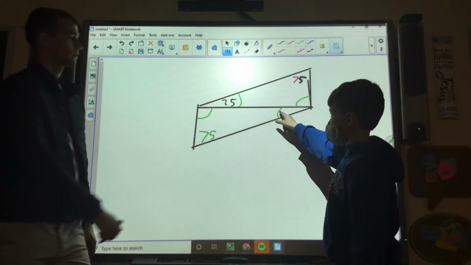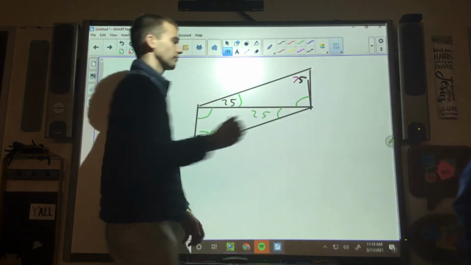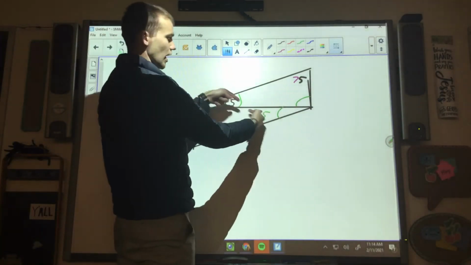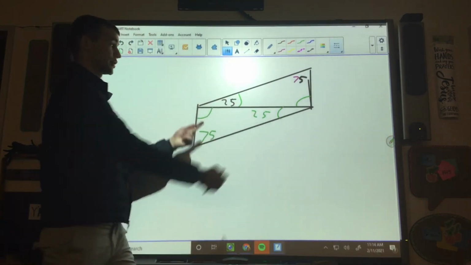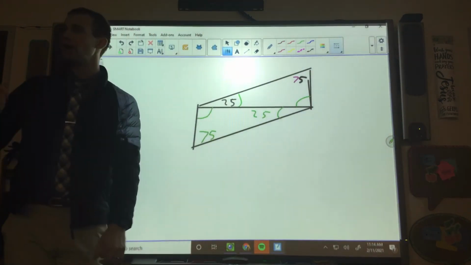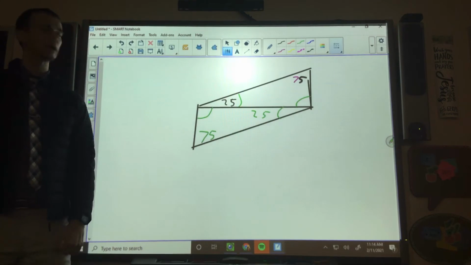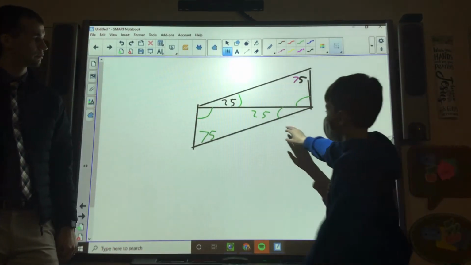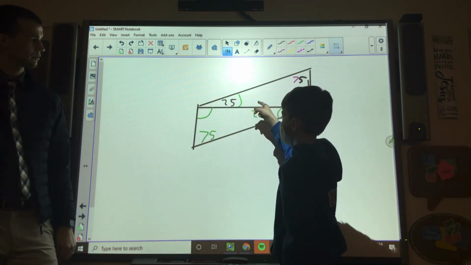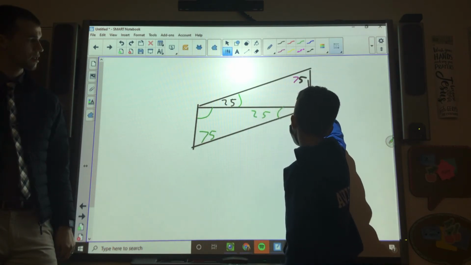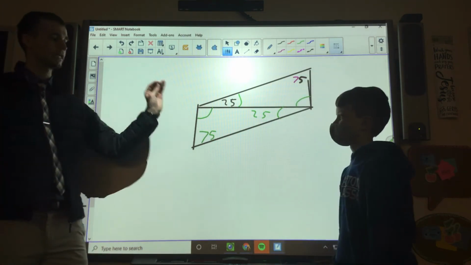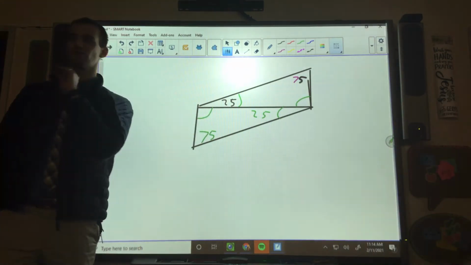This one was 25. Yes, this angle is 25, what else? How do you know that? Because these are opposites from each other. So we know these two are the same too, but how do we figure that out? How do we figure out what this angle is? If you were to flip this, it'd be the same exact as this. And that is 80 degrees. Okay, you're right, it is 80 degrees. You didn't explain how you knew that though.